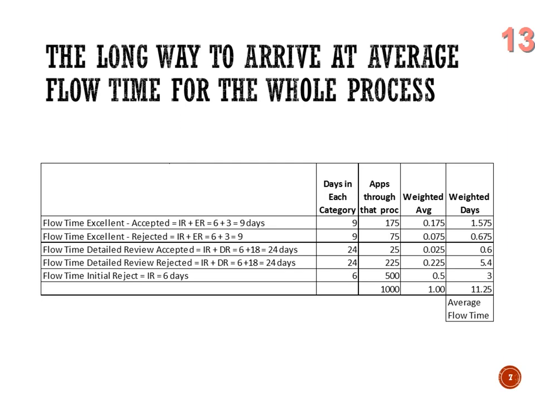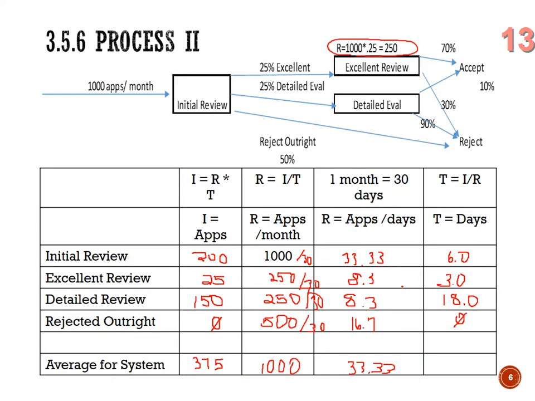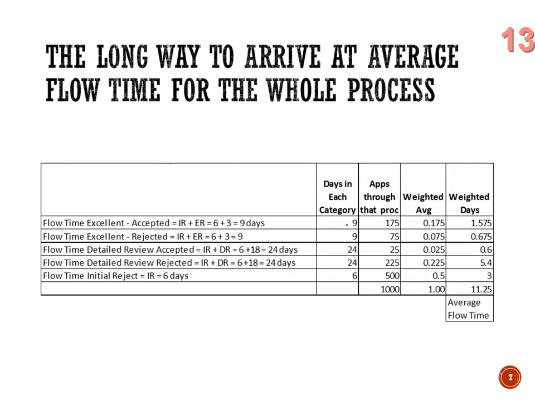Again, what we've done is take that weighted average approach and apply it to the entire process, in terms of those that go through the excellent accepted phase and those that go through the excellent rejected phase. So if we come back to excellent accepted, it goes through the initial review, which is 6 days, and goes through the excellent review, which is 3 days. So that gives us 9 days total.